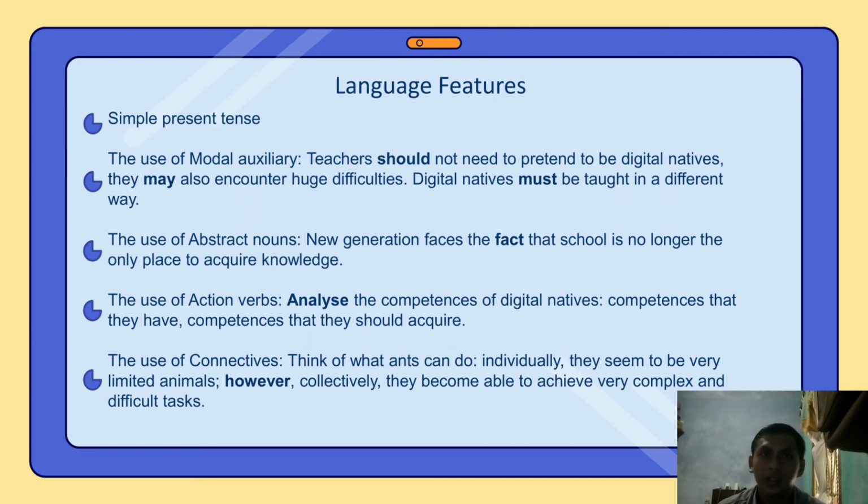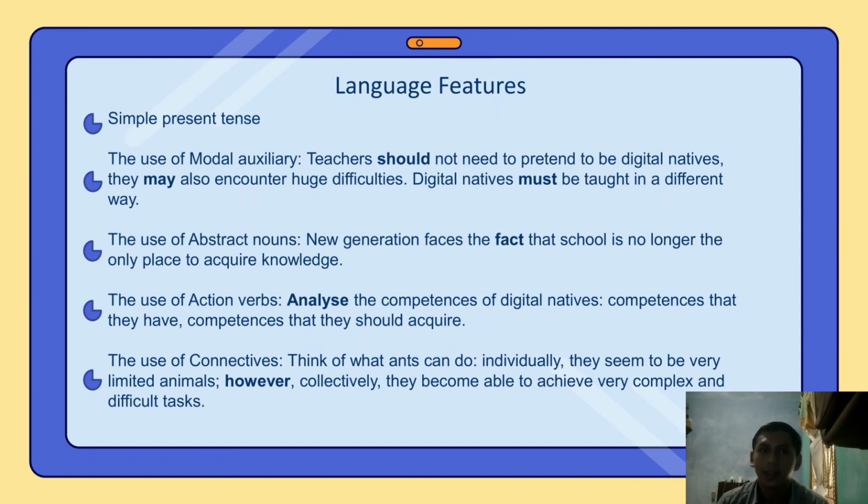And the use of abstract nouns. Example: the new generation faces the fact that school is no longer the only place to acquire knowledge. And the use of action verbs. Analyze the competence of digital natives. Competencies that they have. Competencies that they should acquire.